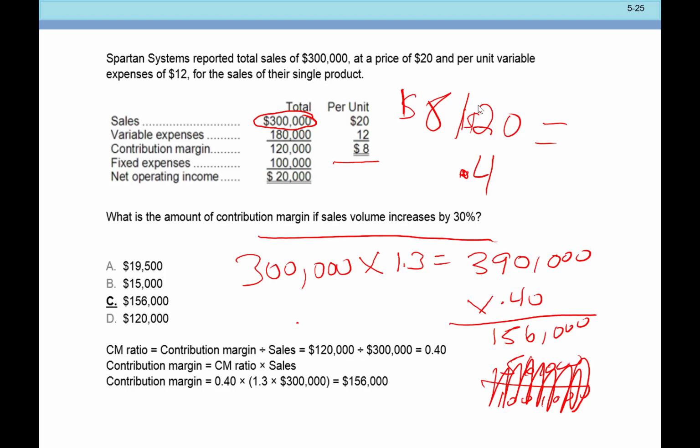Now they say, what is the amount of contribution margin if sales volume increases by 30%? So you first have to get the increased sales, right? And the way you get that is by taking the 300,000 and multiplying that by 1.3. The 1 takes care of the what? 100%. The 0.3 takes care of the 30% increase, doesn't it?